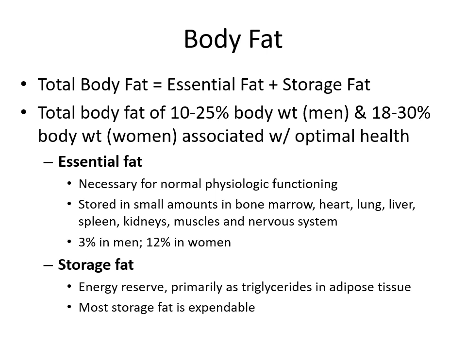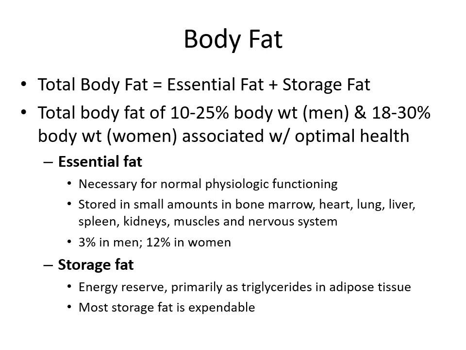Now looking at body fat, the way we account for this is we have total body fat, which is essential fat plus storage fat. And so total body fat is about 10 to 25% of body weight in men and 18 to 30% of body weight in women. And this is what we find to be associated with optimal health. Now, essential fat is necessary for normal physiological functioning and is stored in small amounts in the bone marrow, heart, lung, liver, spleen, kidneys, muscles, and nervous system. It's about 3% in men and 12% in women.